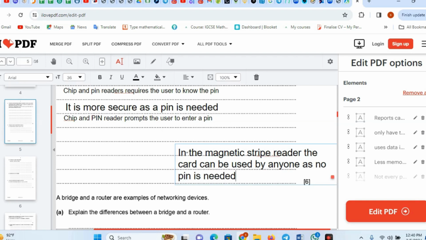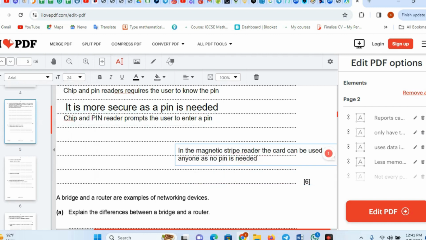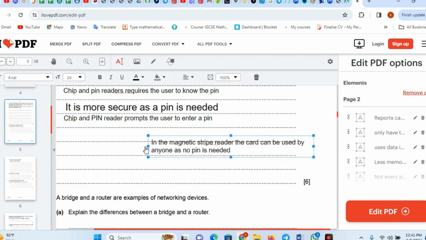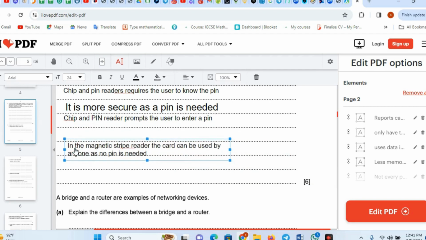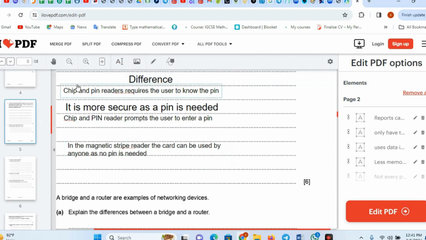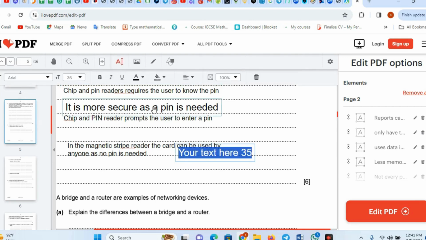Can you see the difference between chip and pin readers and the magnetic stripe reader? Earlier I told you that for the chip and pin readers, you need a pin or a password for you to access your data. But under the magnetic stripe, there is no need for pin. So anybody can take it and make use of it. That means when you leave your phone unlocked, anybody can take it and have access to it.